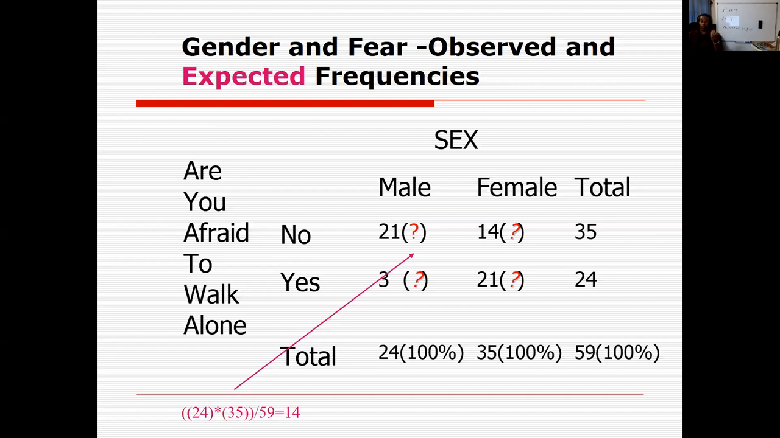Okay. Now, 1 in 1,000 is so unlikely, so improbable. So we're just going to reject the idea that this sample data, that these observed frequencies, came from a population where sex has no influence on fear. So that provides support for our research hypothesis that sex does influence fear in the population.